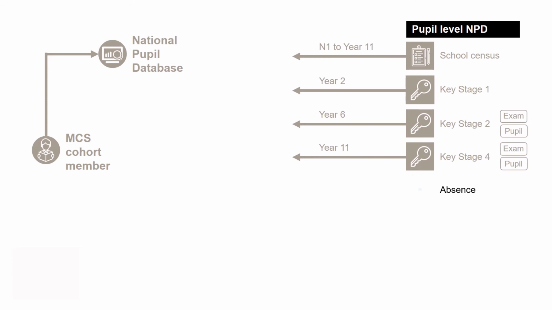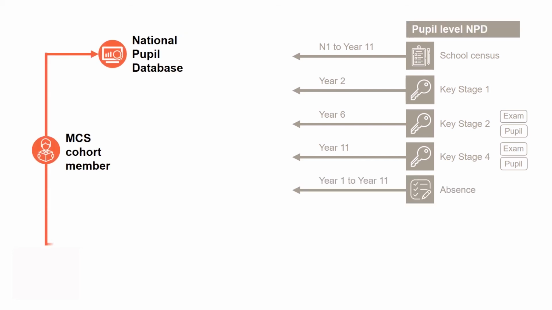Finally, for the MPD, there are datasets which include information on pupil absences, such as the number of authorised or unauthorised sessions absent in a given term. This information has been derived from the termly school census. Absence data is available for years 1 to 11.